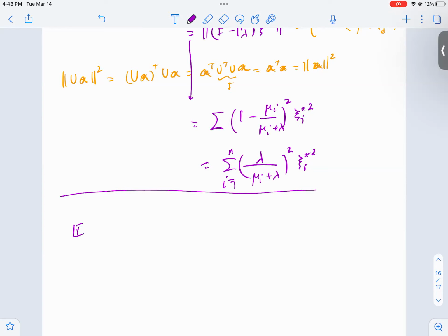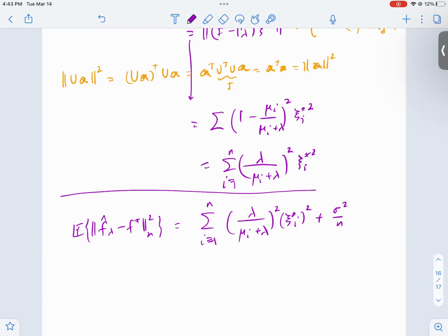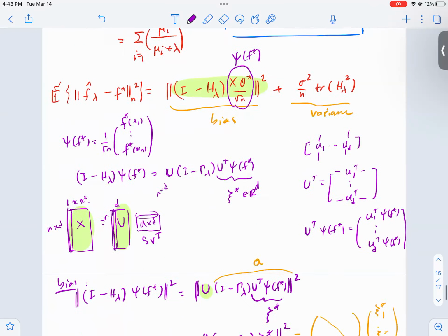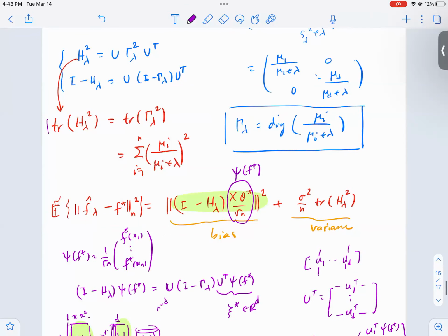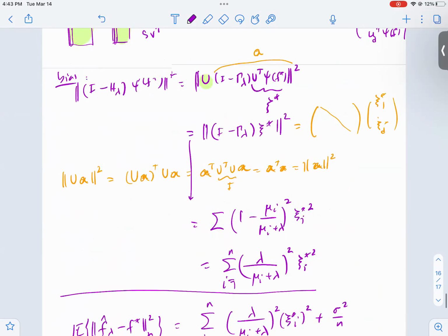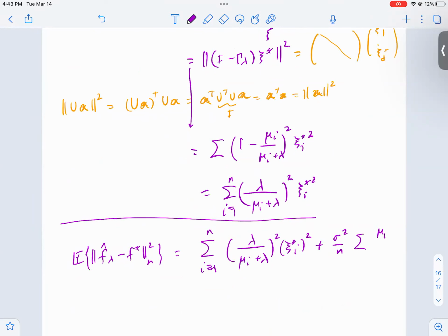So the expectation of f hat lambda minus f star squared is equal to the summation i from 1 to n of lambda mu i plus lambda squared c_i squared, plus sigma squared over n. Remember this, we simplified. This is the one that I plug in here. That's our calculation from before. So you'd get this summation of mu i over mu i plus lambda squared. So this is our final result.